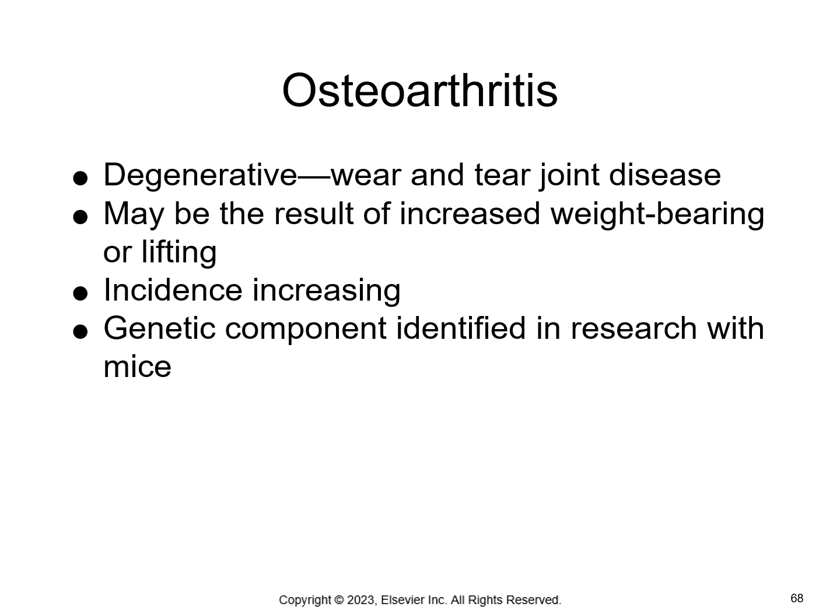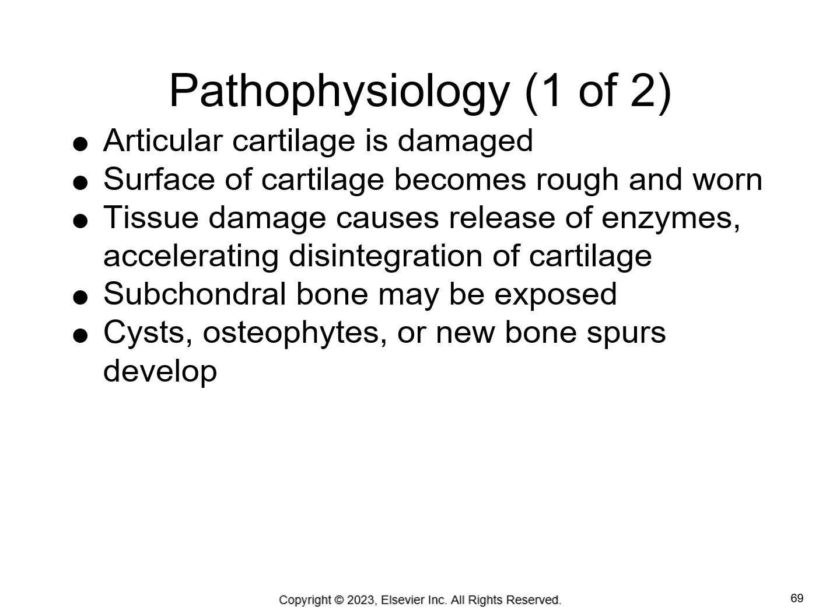The incidence of osteoarthritis is increasing. Genetic changes in the joint cartilage have been identified in research studies that are currently underway. These genetic changes have resulted in accelerated breakdown of the articular or hyaline cartilage. The articular cartilage of the weight-bearing joints, especially the hips and the knees, is damaged. And as a result of that, the surface of the cartilage becomes rough and worn.